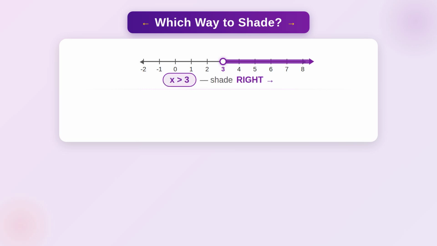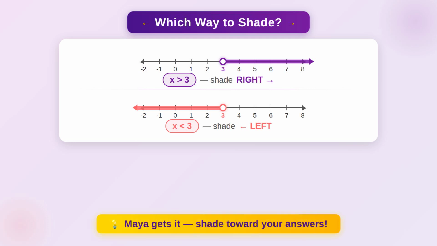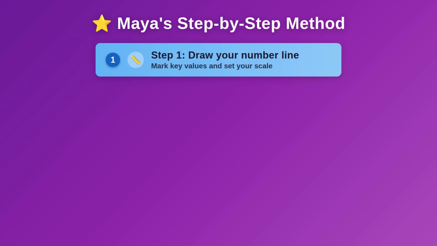Once you have your circle placed, you need to shade. Think about it this way. Shading shows all the numbers that make the inequality true. If x is greater than 3, the solutions are 4, 5, 6, numbers to the right of 3, so we shade right. If x is less than 3, solutions are 2, 1, 0, numbers to the left, so we shade left. The arrow at the end of the shading shows that the solutions just keep going and going. Maya finally gets it. Shade toward your answers.